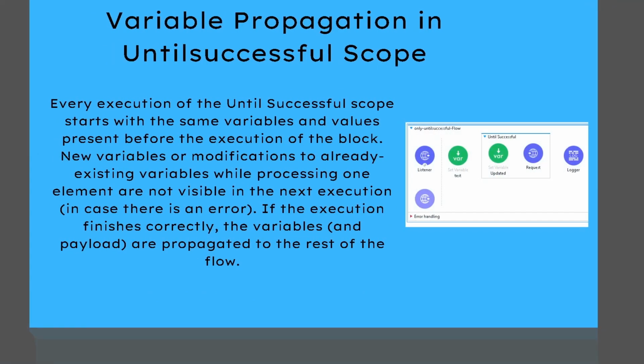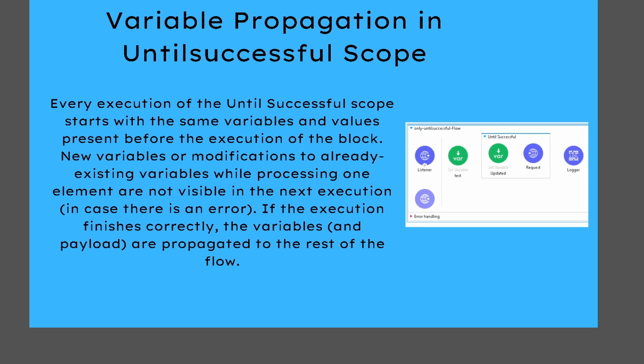Now guys, we will understand variable propagation in until successful scope. It is written: every execution of until successful scope starts with the same variables and values present before the execution of the block. New variables or modifications to already existing variables while processing one element are not visible in the next execution in case there is an error. If the execution finishes correctly, the variables and payloads are propagated to the rest of the flow.